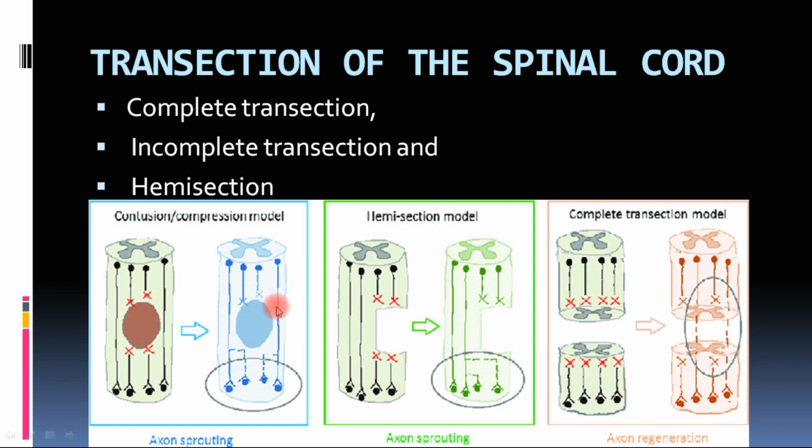Now coming to the compression or contusion model. As you can see here, in case of compression in the central canal, as in case of syringomyelia, selective tracts are going to be affected which are near to the contusion or near to the compression. The selective tracts are going to be affected on both sides or on either side where the compression is involved, and the rest of the tracts which are far from compression will be normal. So this would be the case in incomplete transection or contusion or compression model.